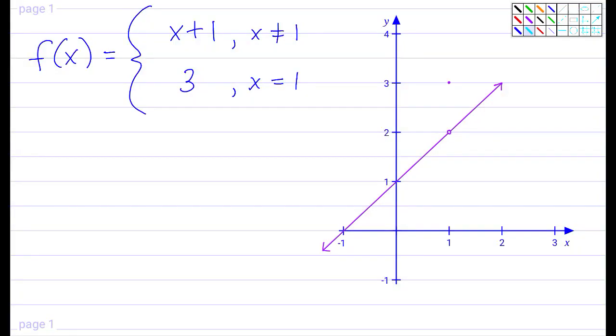Everybody, today we're going to be talking about one-sided limits. This is part 3 of our video series on limits of functions.